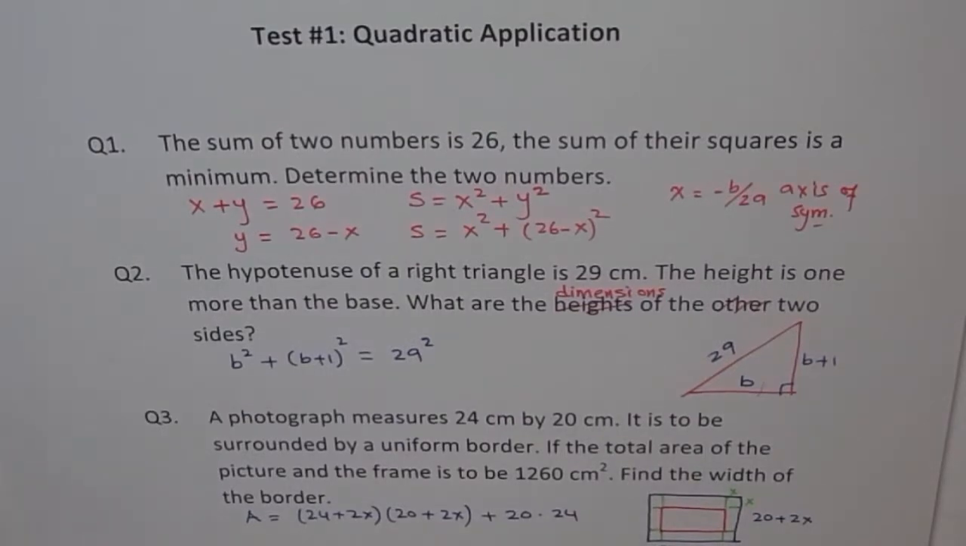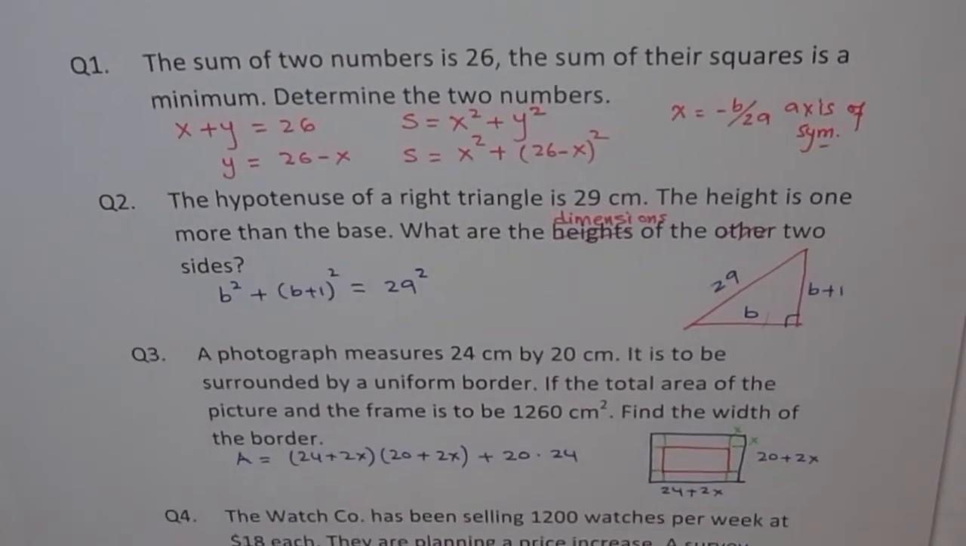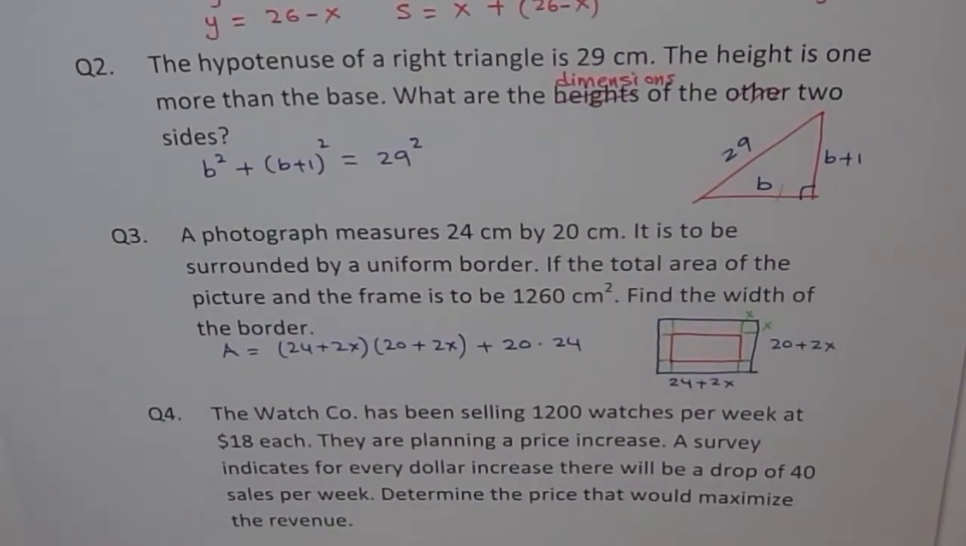The last question, right? It was coming in my screen. It is not a very difficult question, but you know, I was really running out of space. Now here is question 4. The watch company has been selling 1200 watches per week at $18 each. They are planning a price increase. A survey indicates for every dollar increase, there will be a drop of 40 sales per week. Determine the price that would maximize the revenue.